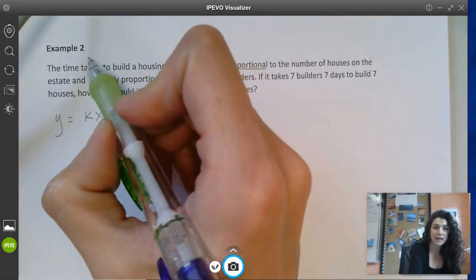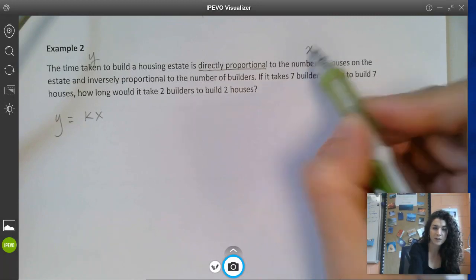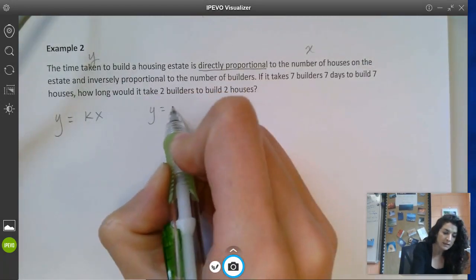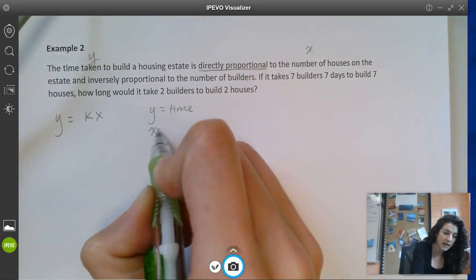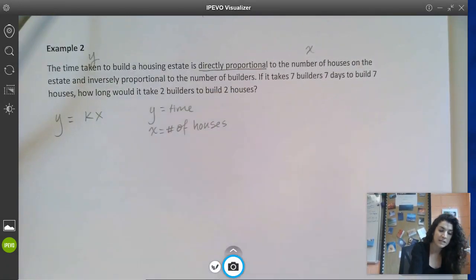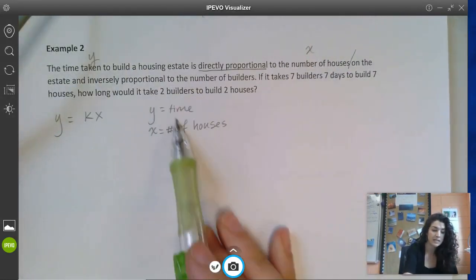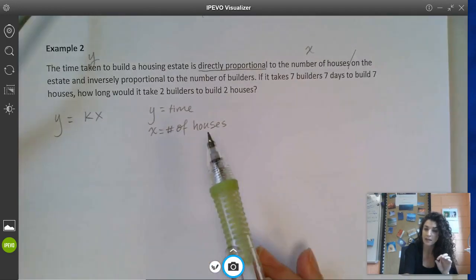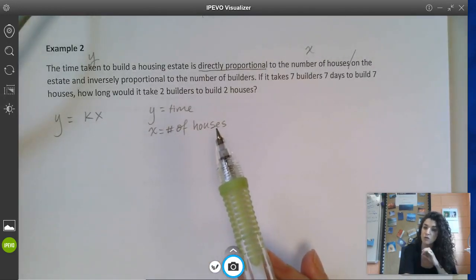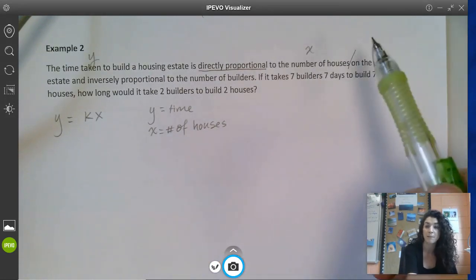Now this is time taken is directly proportional to number of houses. So y is the time and x is the number of houses. It's important to keep these things straight. So I've stopped here and I've already established that whole sentence and encapsulated it in a small amount of information, so you don't have to reread the problem a bunch of times. This is a very important step.